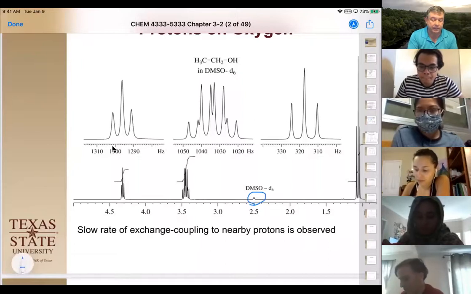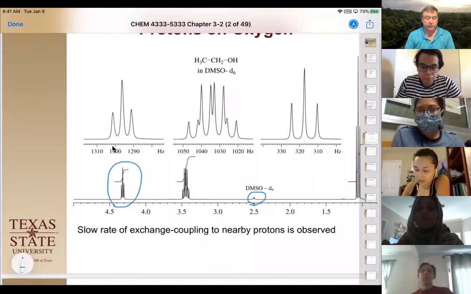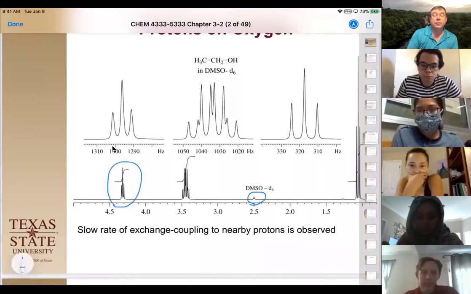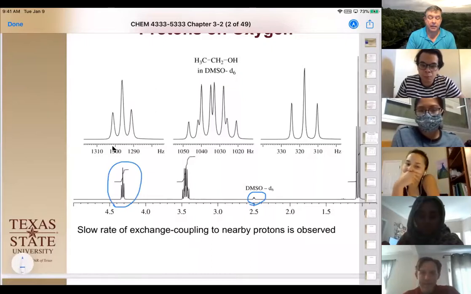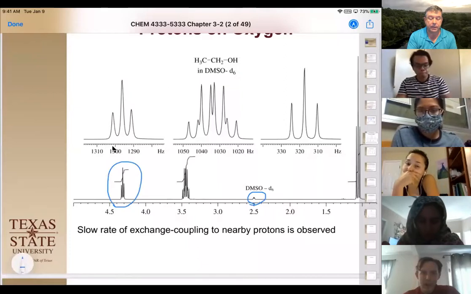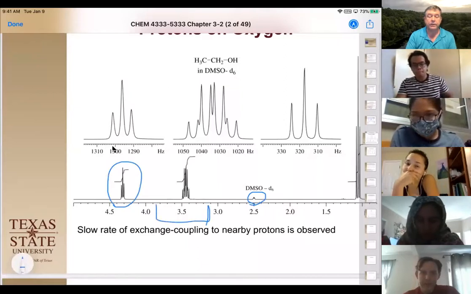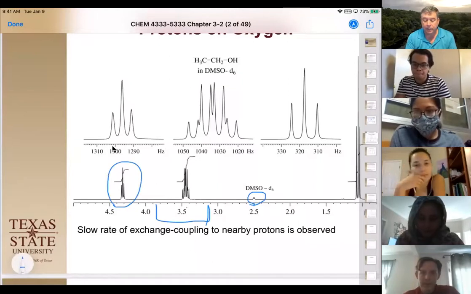And we see that there is a peak way above 4. So this peak way above 4 is actually the hydrogen on the oxygen, because we were expecting the methylene next to that oxygen to be between 3 and 4, and we see a really messy peak there. And then we have our system here.